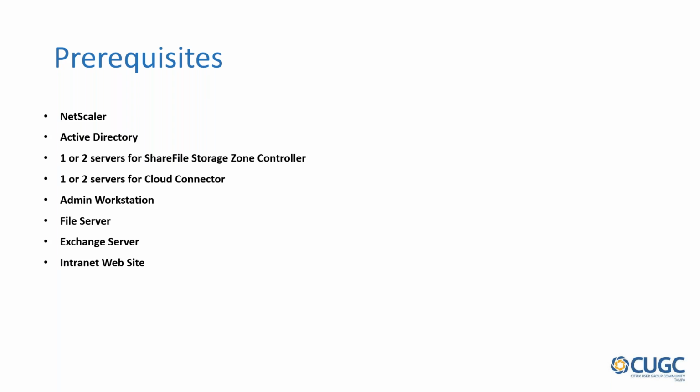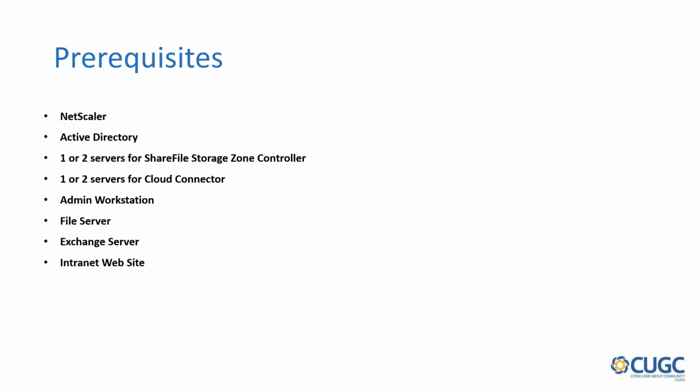For the Active Directory, the domain and forest functional level need to be at least 2008 R2 level. And for the servers, you can have 2012 R2 or 2016 Windows Server for ShareFile and Connector, and the servers need to be Active Directory domain joined.